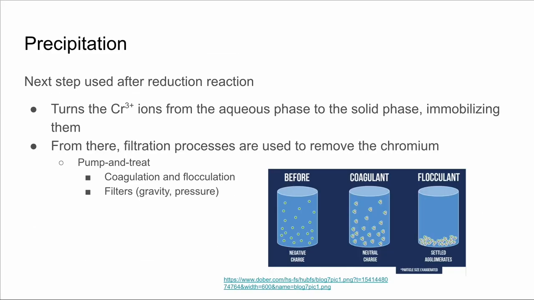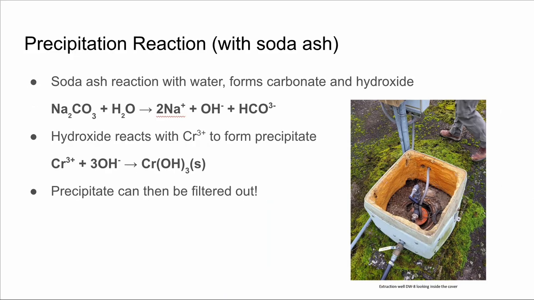So what they do next is they use precipitation reactions. This turns the 3+ chromium ions from the aqueous phase to the solid phase, which immobilizes them. Then they're pumped out, and they use filtration processes to remove the chromium. These filtration processes can be coagulation and flocculation, or filters like gravity filters or pressure filters. It's beyond the scope of the presentation, but if you need a reminder of how coagulation and flocculation works, there's a little diagram for that.